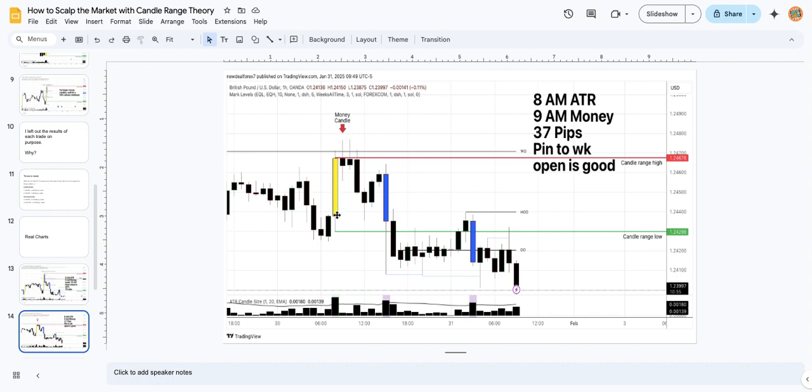So again, 3 candle pattern. The ATR, money candle, that's when you start trading right here. So this is 9. It started at 8 o'clock, 9 o'clock, and then 10 o'clock we start trading.